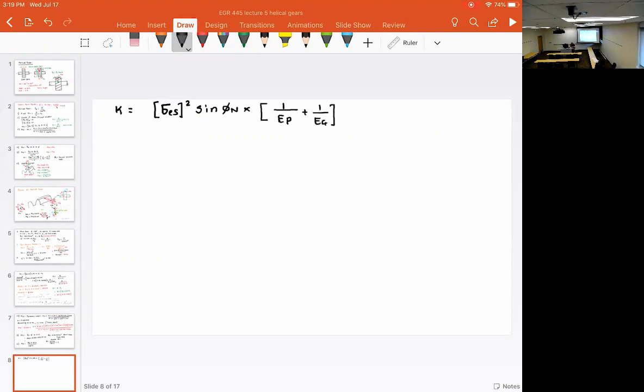So for the sake of discussion, I'm going to assume this gear is paired with the same gear. So the number of teeth is the same, and the material is the same. So sigma ES we get from the table.